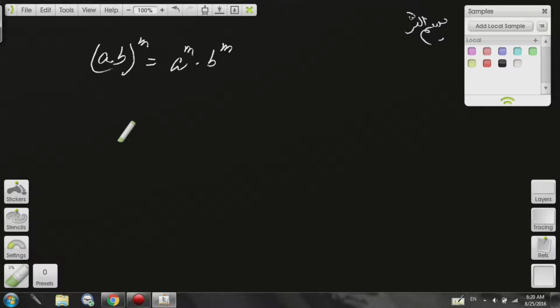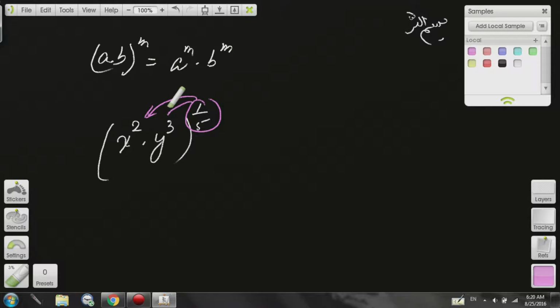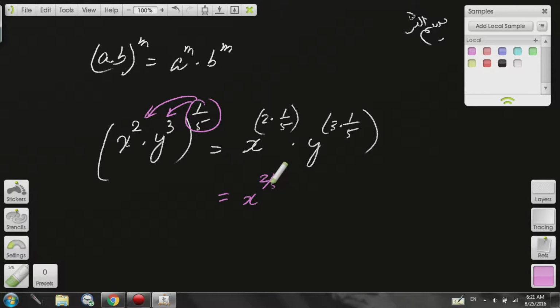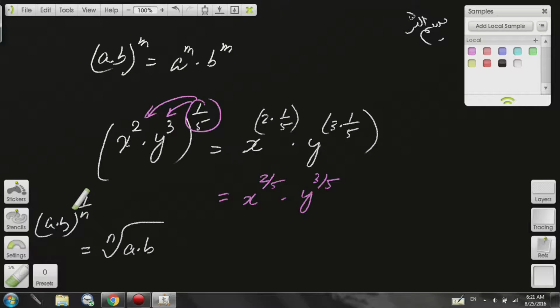So this means if I have, for example, x squared times y cubed, both to the 1/5, I can distribute the 1/5 to both variables. So I get x to the 2 times 1/5 times y to the 3rd times 1/5. So this will simplify as x to the 2/5 times y to the 3/5. Now, this also means that if I have the nth root of a times b, because this is simply a times b to the 1 over n, right? Because you distribute this, you get.